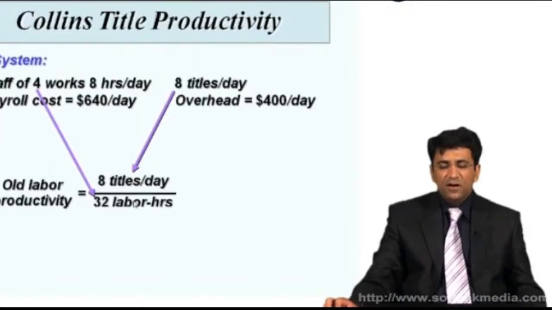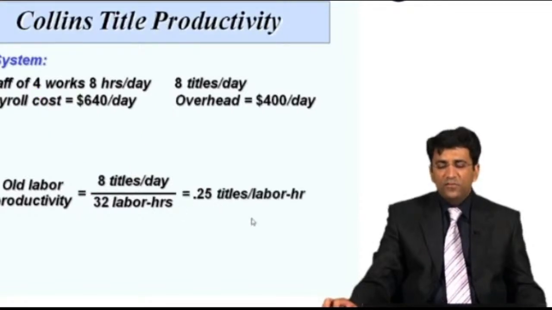So this is actually our productivity with the old system. It will be equal to 0.25 titles per labor hour. Now we want to calculate the labor productivity again for the new system. Now for the new system, what will be the changes? Your input will remain the same as per the information provided in the example, but the output is being changed.